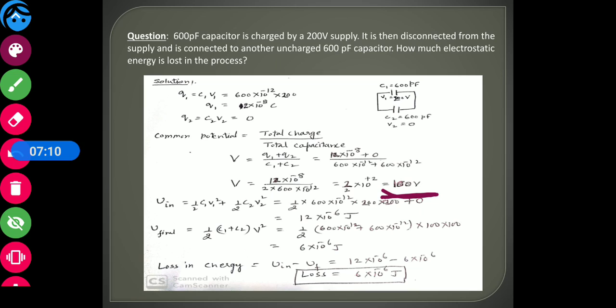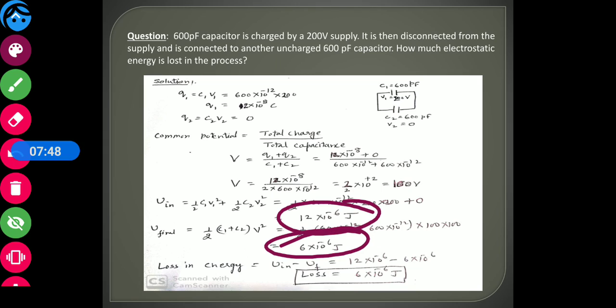Now the initial energy we can calculate by using again the same formula, half C1 V1 square plus half C2 V2 square. If we put the values of C1, V1, C2, V2, the result is equal to 12 into 10 raised to power minus 6 joule. Now the final energy, that is half (C1 plus C2) V square. C1 we know, C2 we know, and common potential we have calculated. By putting all these values in this expression and simplifying, we get the result, equal to 6 into 10 raised to power minus 6 joule.